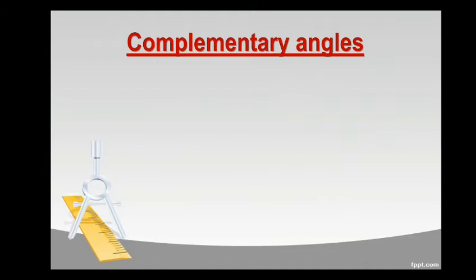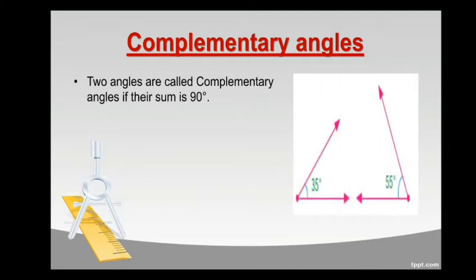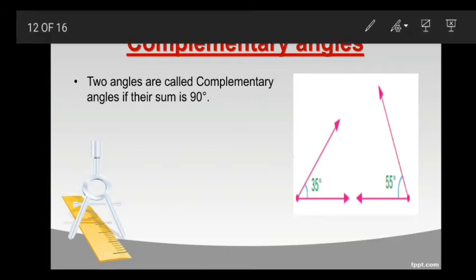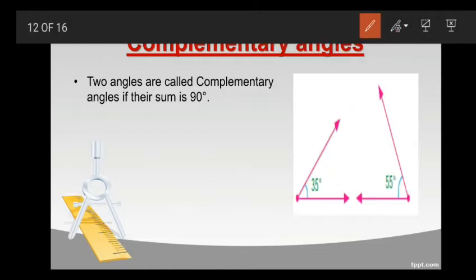Now we will see what are complementary angles. If we have two angles, those two angles are complementary when you add those two angles and you should get 90 degrees. If the sum of two angles is 90 degrees, then those two angles are called complementary angles. So here we have two angles. The first one is 35 degrees, the second one is 55 degrees. This is less than 90 degrees, this is also less than 90 degrees.